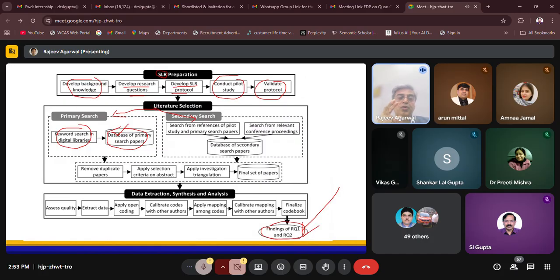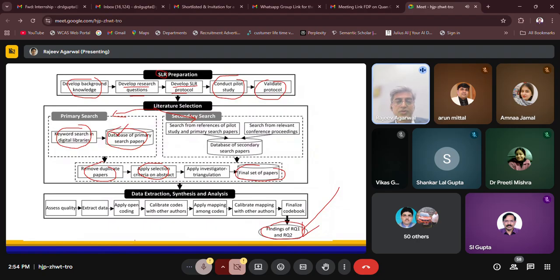These are two very important. Then others are ProCite also. The secondary are when you have a reference of pilot study. So when conference processing, then database of that. So you need to remove duplicate papers, apply selection criteria, and then investigate. This is the final set of papers that needs to be done.